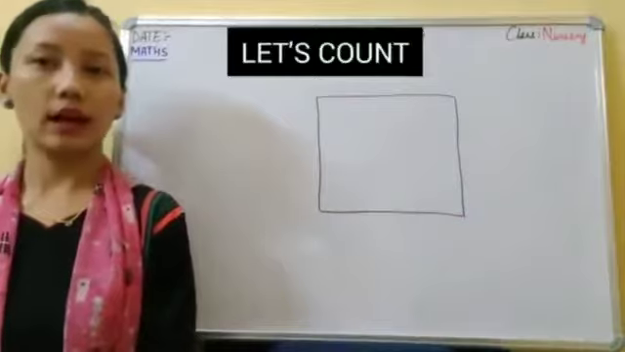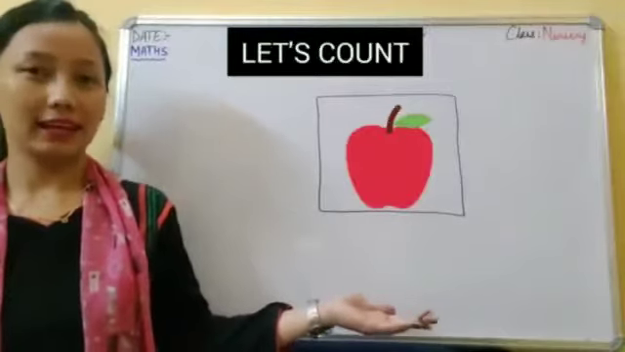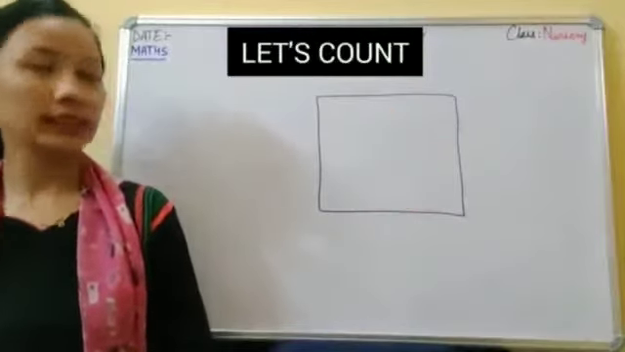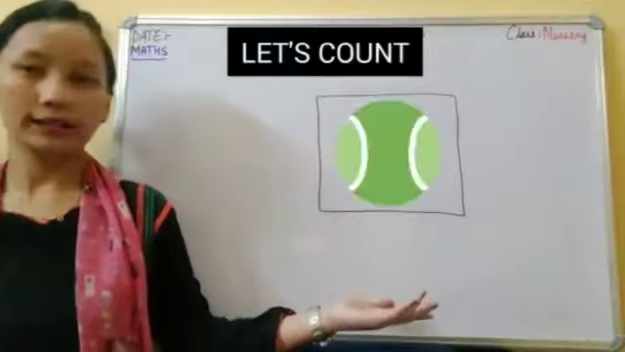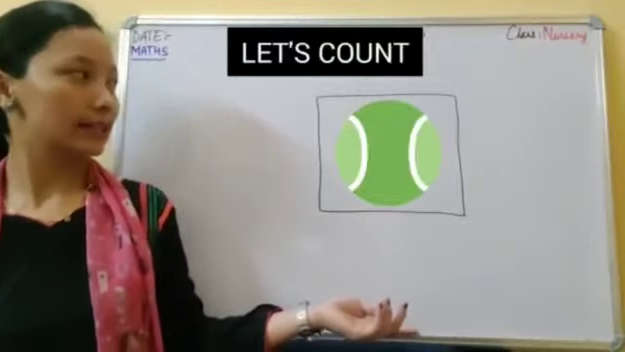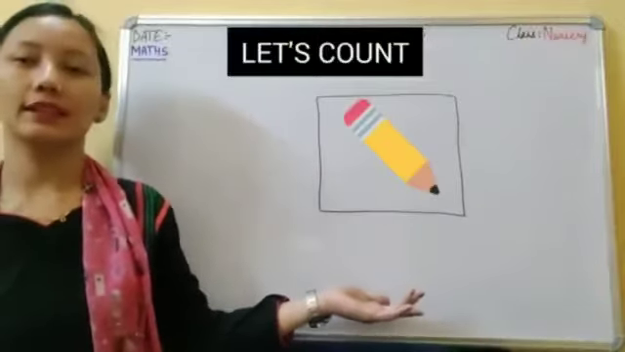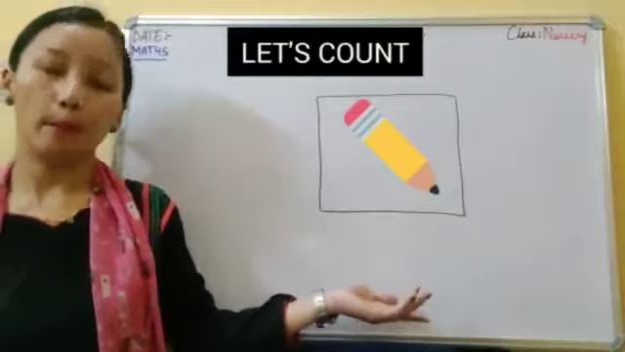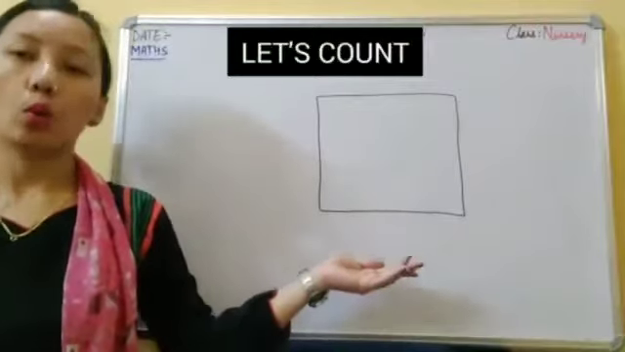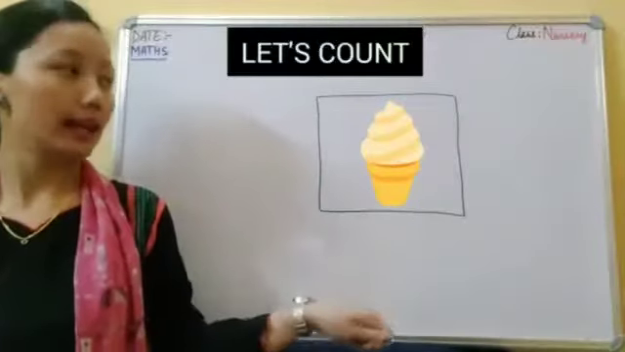Okay students, now let's count 1 apple. Count 1 apple. Next, now let's try and count 1 ball. Good. Next, now let's count 1 pencil. Okay, students, this time you will count. Count 1 ice cream. 1 ice cream. Very good.